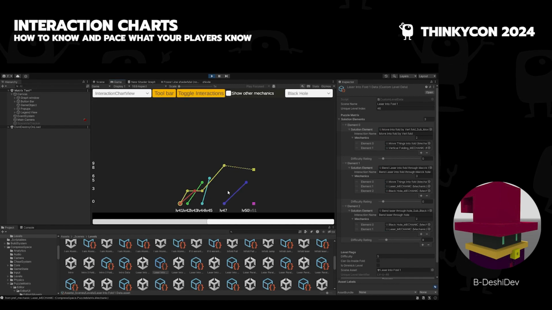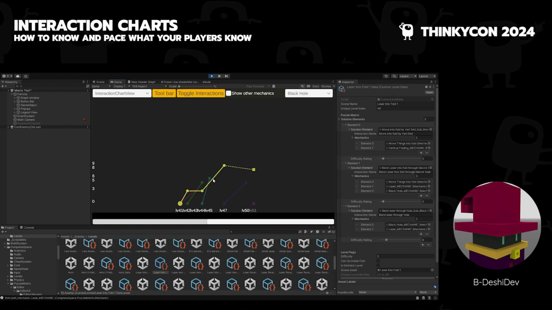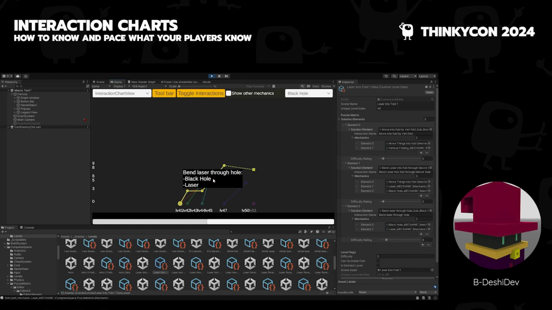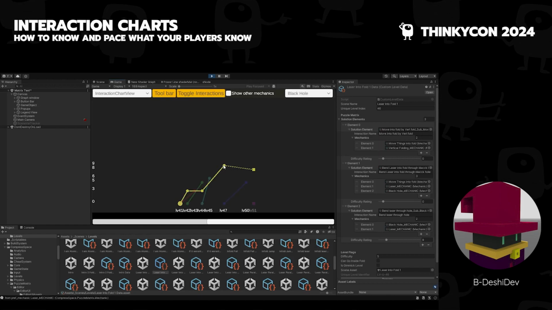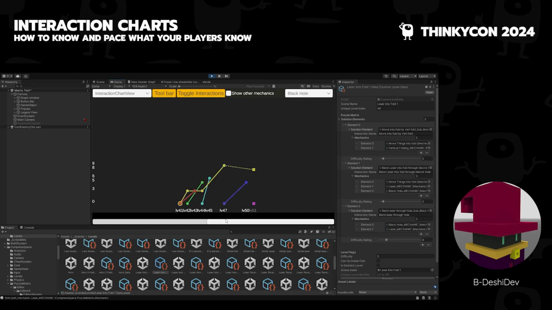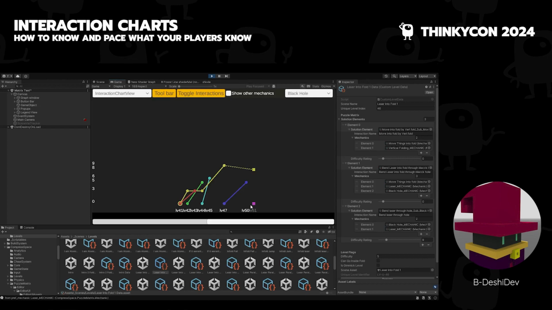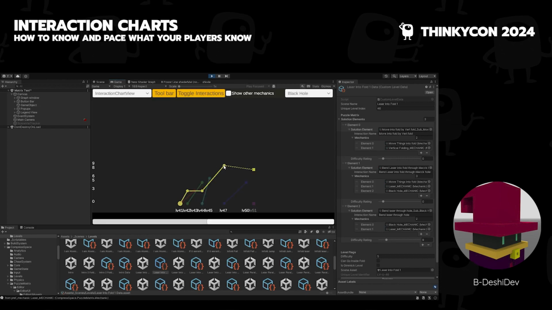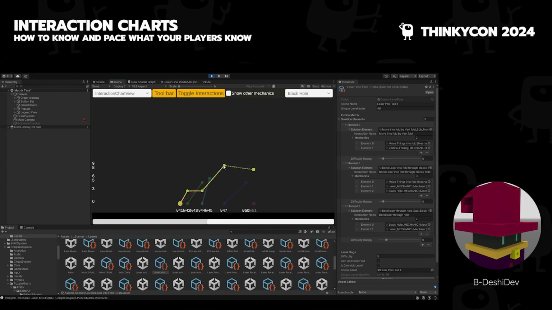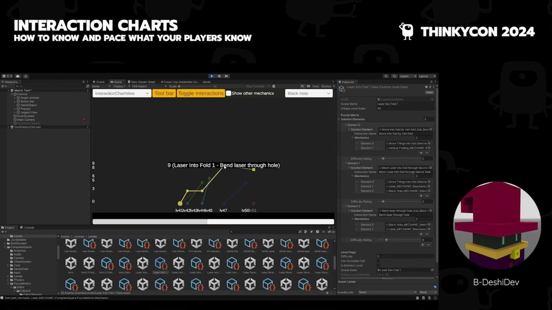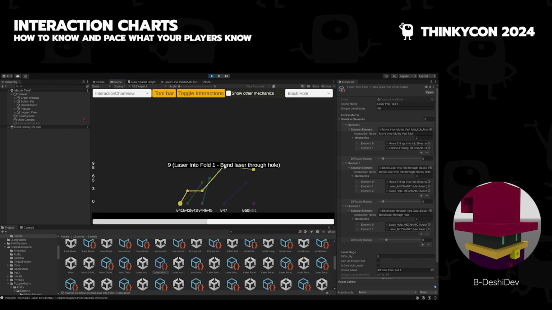And we can see the charts on the left. Each line or curve is the difficulty chart for a particular interaction. For example, this is the one for the bend laser through hole interaction, and the points on the chart represent levels. So this is the one for the level 47, which is laser into fold 1. This is the one for the level 51, which is laser into fold 2. And the height or the value of the chart at a particular level is the difficulty for that interaction. So this level, laser into fold 1, has the interaction bend laser through hole at a difficulty of 9.